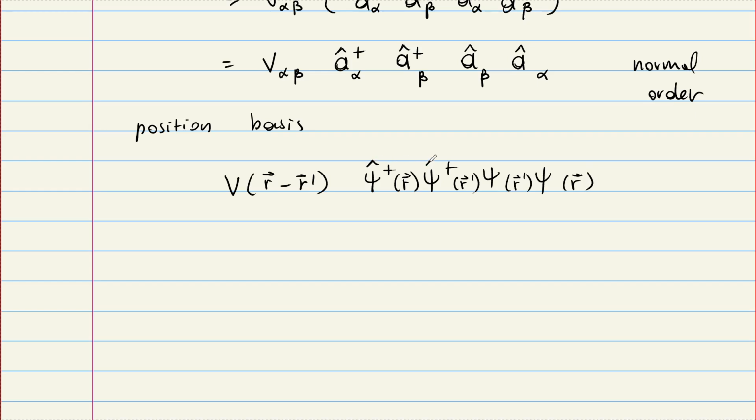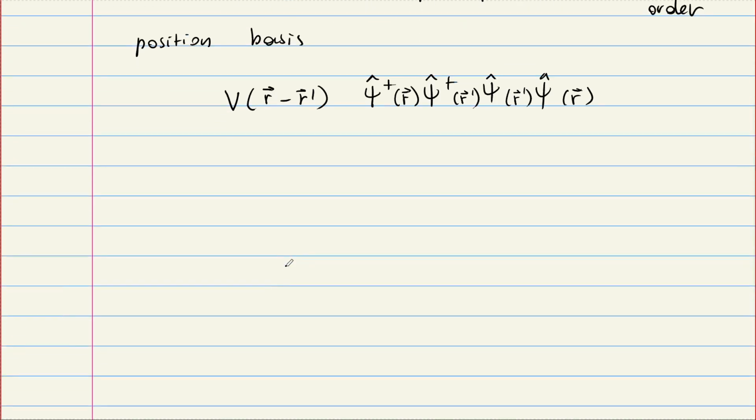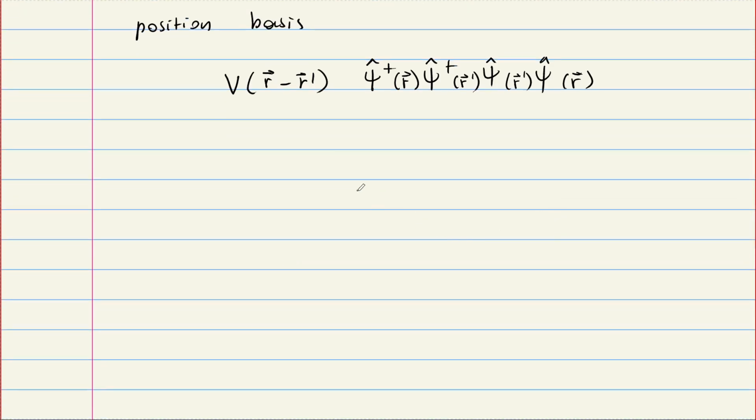So these are all operators. And pictorially, we can think about this. I have a point r, another point r prime, and I have something coming in from r, something coming in from r prime. So these are psi and psi operators, right? These two, and then they scatter. So this is psi dagger and psi dagger.